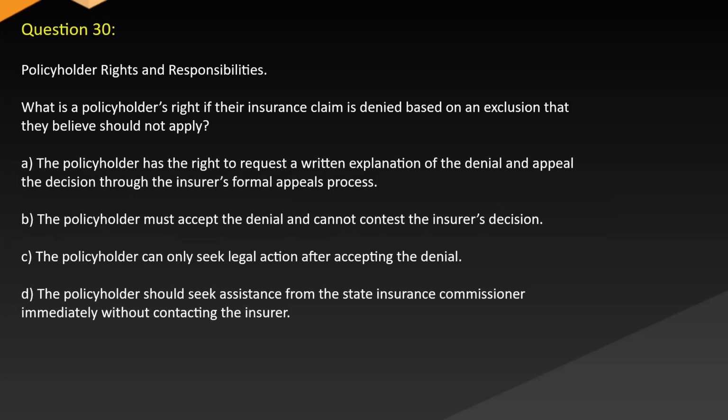Question 30. Policyholder rights and responsibilities. What is a policyholder's right if their insurance claim is denied based on an exclusion that they believe should not apply? A. The policyholder has the right to request a written explanation of the denial and appeal the decision through the insurer's formal appeals process. B. The policyholder must accept the denial and cannot contest the insurer's decision. C. The policyholder can only seek legal action after accepting the denial. D. The policyholder should seek assistance from the state insurance commissioner immediately without contacting the insurer.